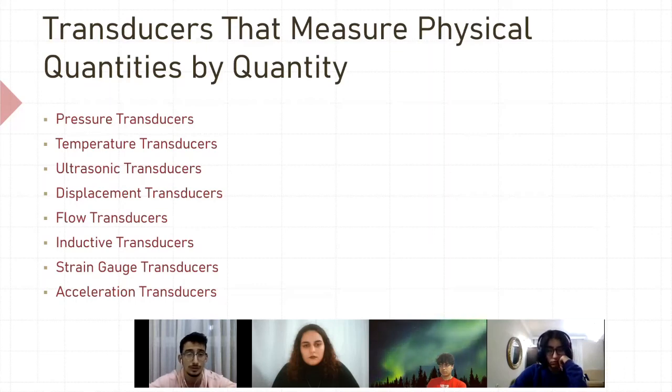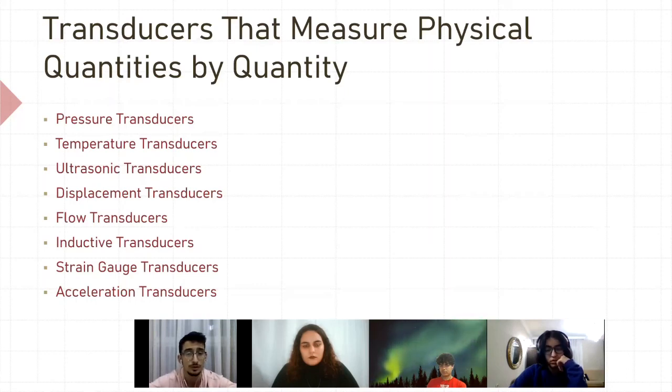Displacement transducers convert linear motion or vibration into an electrical signal. They are used to detect the position of an object or its change in displacement. Linear variable differential transformer and potentiometer displacement transducers can be given as examples.